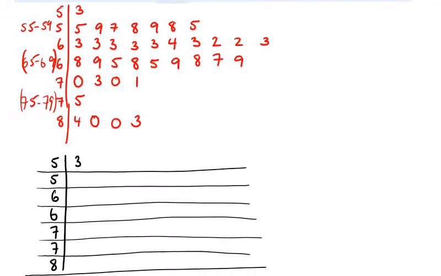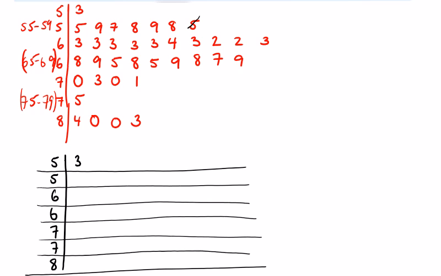Okay, so I'll go on to my 55 to 59. 5, 5, 7, 8, 8, leaving 2 9s.